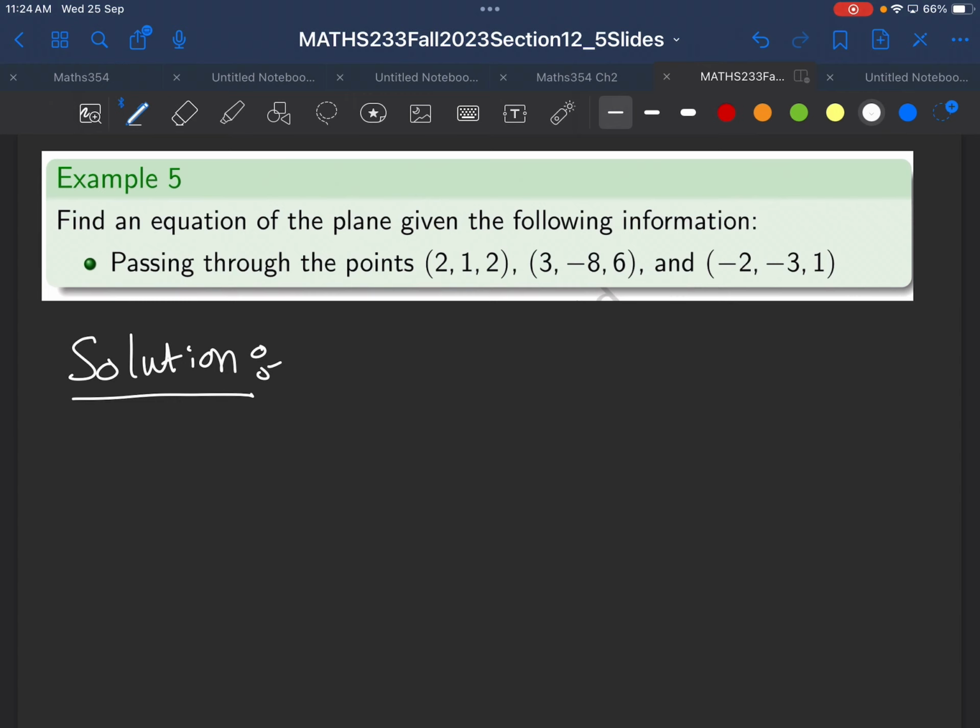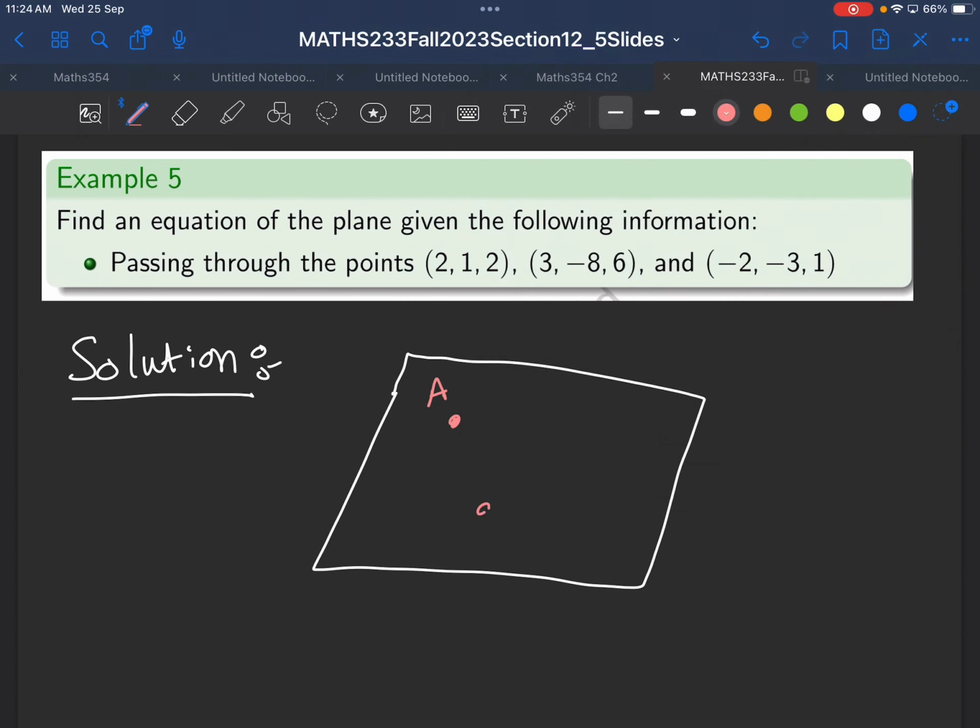In this question, we have a plane, and we have 3 points on the plane. I will call them A, B, and C. Now, to find the equation of a plane, I need 2 important pieces of information. I need a point on the plane, and in this case, I have not just 1 point, I have 3 points. So choose any one of them. I will choose the first one, which is this one. I will call it A, and this I will call B, and the last one I call C.